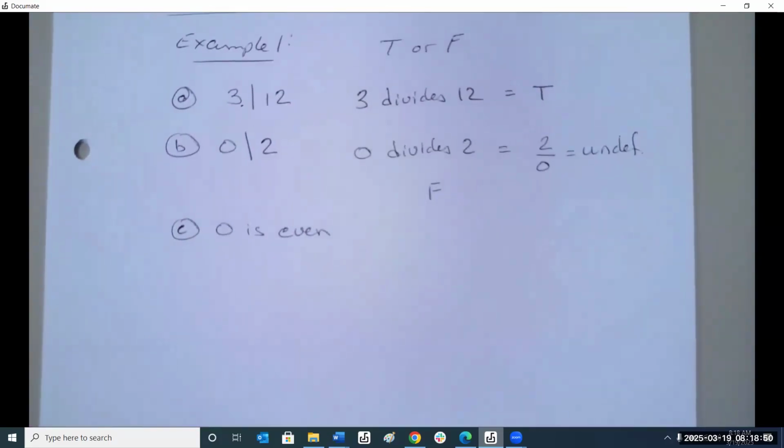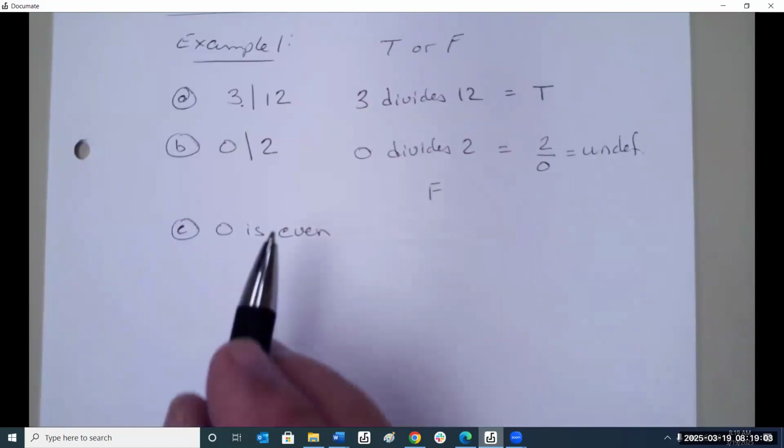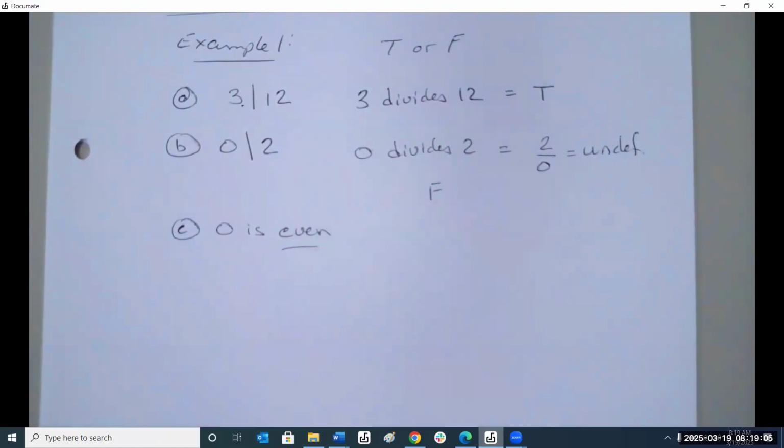Zero is even. How do you answer this one? Did we define even anywhere in the lecture today? Yes, we did. I started off my lecture by defining odd and even. That means you weren't listening.